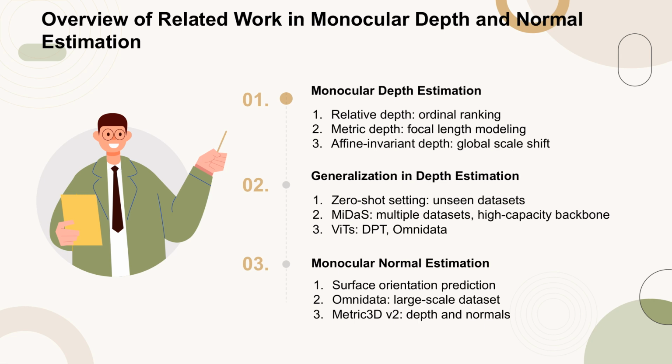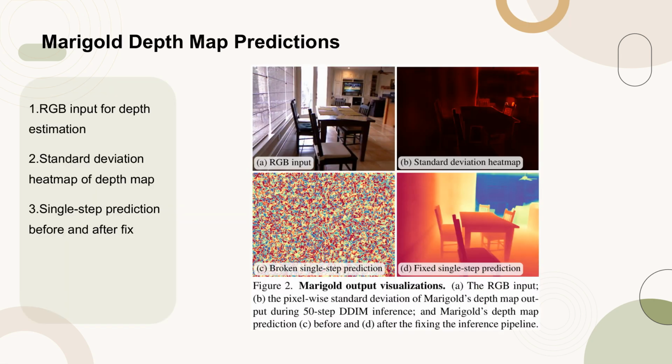both depth and normals. Figure 2 presents visualizations of Marigold's depth map predictions. Panel A shows the RGB input image used for depth estimation. Panel B displays the pixel-wise standard deviation heat map of Marigold's depth map output during a 50-step DDIM inference process. Panels C and D illustrate Marigold's depth map predictions before and after fixing the inference pipeline, respectively. This figure highlights the impact of the inference pipeline fix on the accuracy and efficiency of Marigold's depth map predictions.